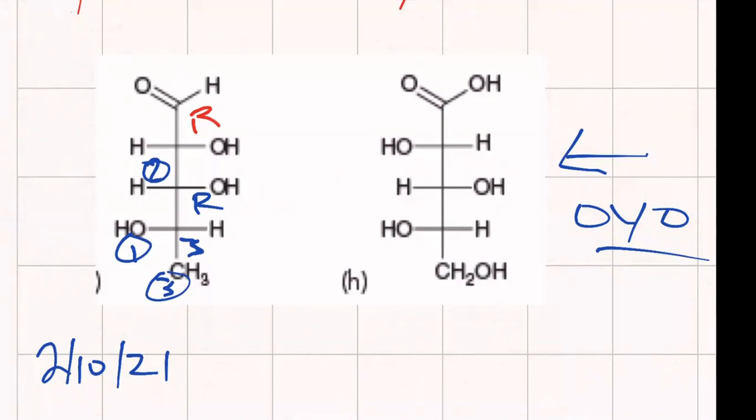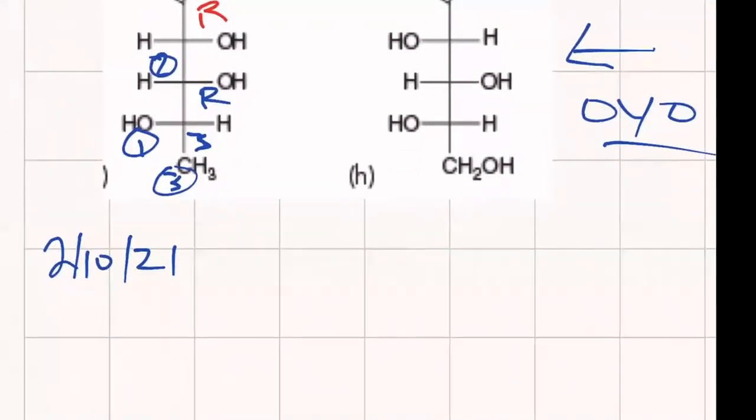All right. So that example was an example of determining the configuration on a Fisher projection. All right. Here's the question. I'm going to label it I. So what would the enantiomer of that look like?